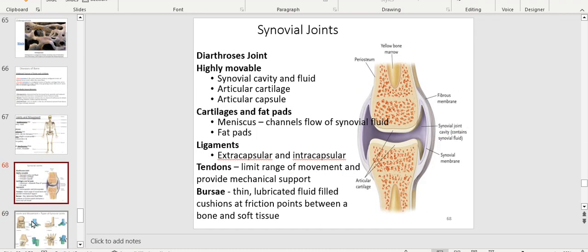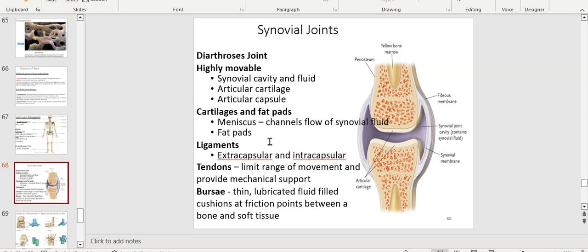Moving into a little bit more detail, I got to talk about synovial joints because we have knees and they're awesome. They're also called diarthrosis joints, highly movable. Synovial cavity filled with fluid. You got to keep it all moist. Articulating cartilage there, you'll see it. Articulating capsule as well.